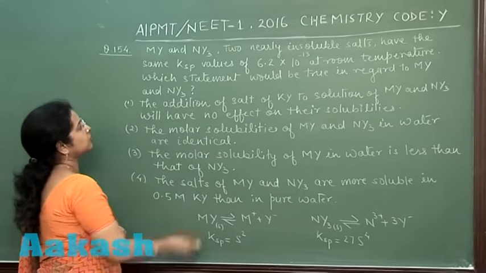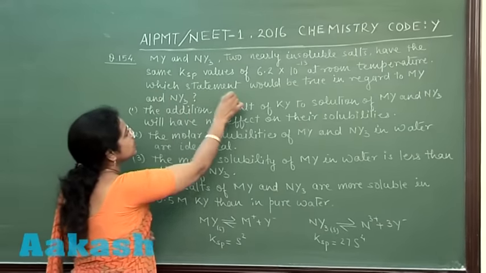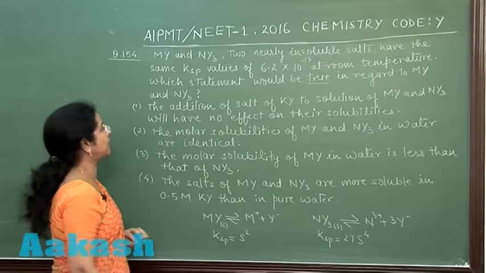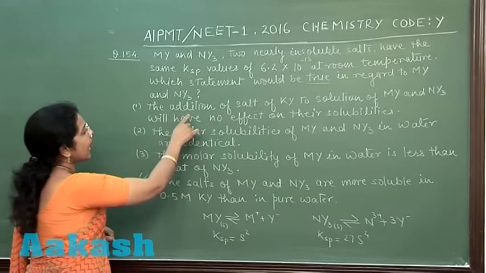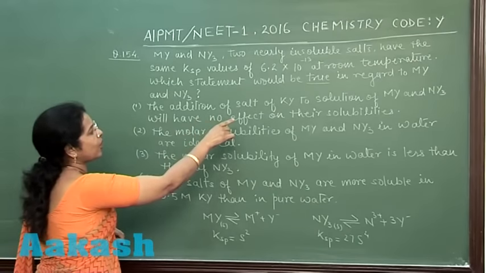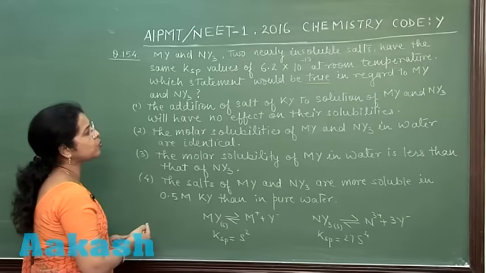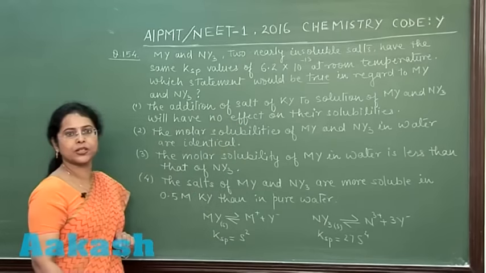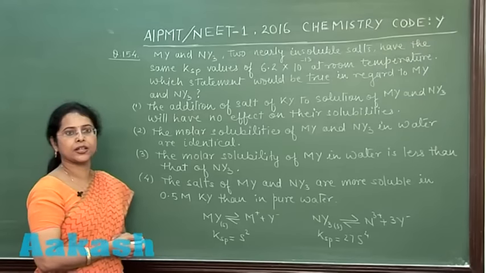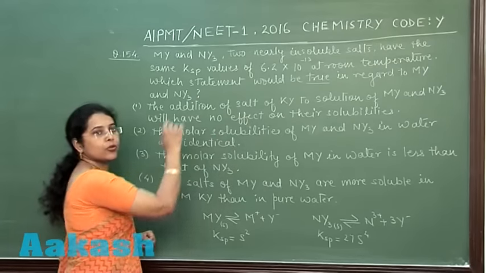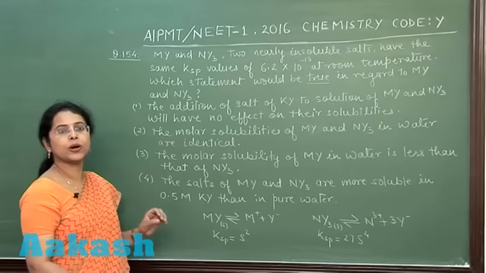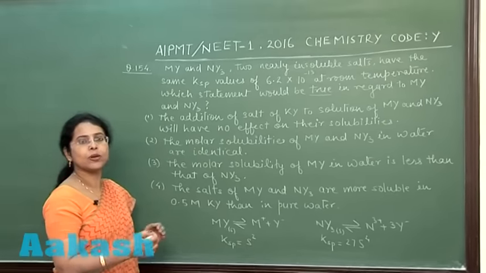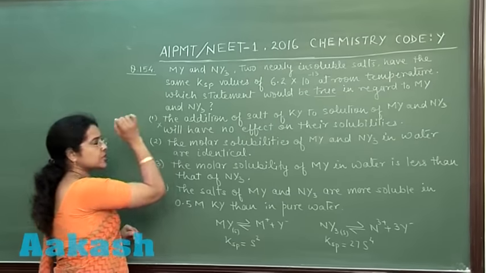Now in this question, it is mentioned which statement would be true. So we have to find out the correct statement. The first one is the addition of salt of KY to a solution of MY and NY3 will have no effect on their solubilities. This statement is incorrect. If we add KY, it will provide a common ion, and in the presence of a common ion, solubility will be affected. So this is a wrong statement.